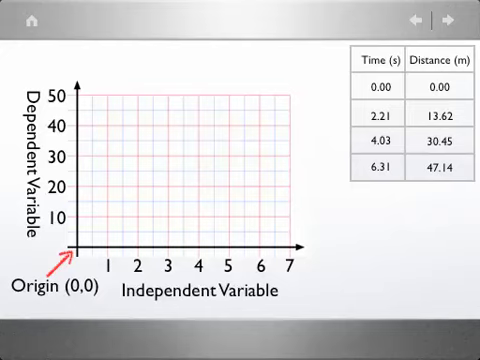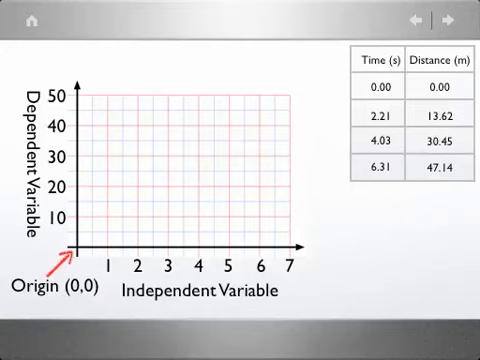Now, scaling your graph can be a little bit complicated, okay? But it's not something that we won't be able to overcome with practice. So please, please, please, if you have questions along the way, just make sure that you ask.